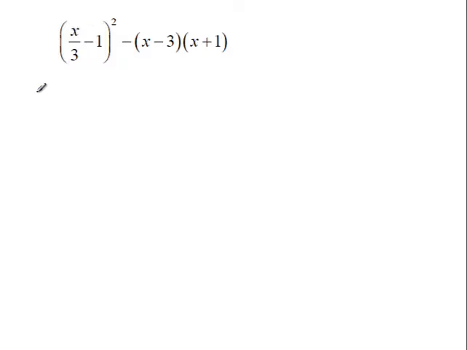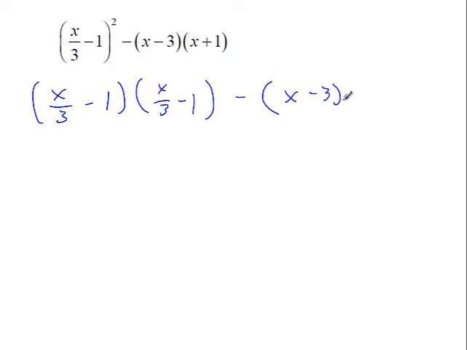The first set of brackets, because it's squared, means that we have the same bracket multiplied with itself. So we have x over 3 minus 1 times x over 3 minus 1, and I'm going to bring back down my minus, and then x minus 3 times x plus 1. So now we want to FOIL both sets of our brackets to expand to get rid of them.